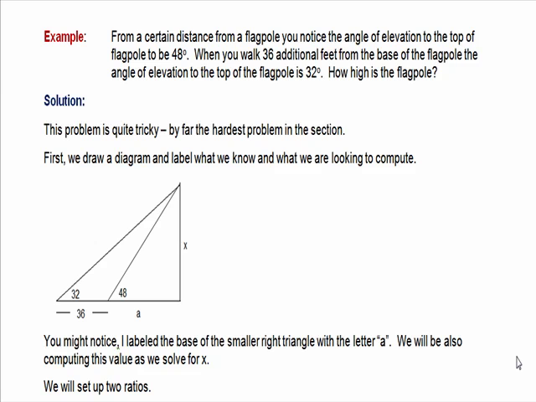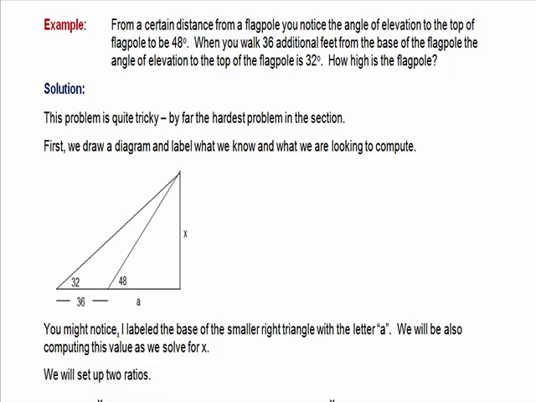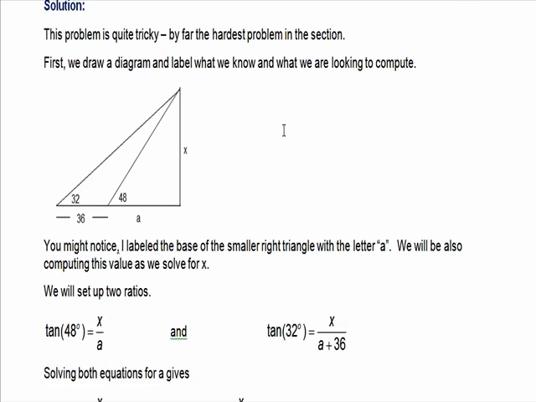Like I said before, this problem is quite tricky and by far the hardest problem in the section. So first we're going to draw a diagram and label what we know and what we're looking to compute. So I drew the setup, where the X is, that's the flagpole. The angle of elevation to the top of the flagpole is 48. Then we walk 36 more feet away, and the angle of elevation to the top is 32.